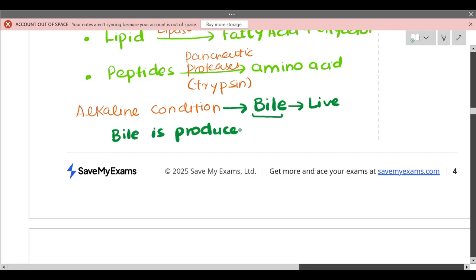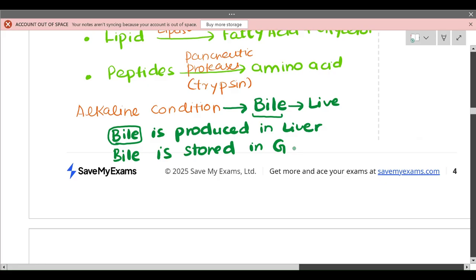Make this clear: bile is produced in the liver. As you have seen earlier, the liver was also associated there. So this is a liquid that we call bile. It is produced in the liver and then it is stored in your gallbladder. These are two different things, so don't get confused. Students usually make the mistake; it is stored in the gallbladder.